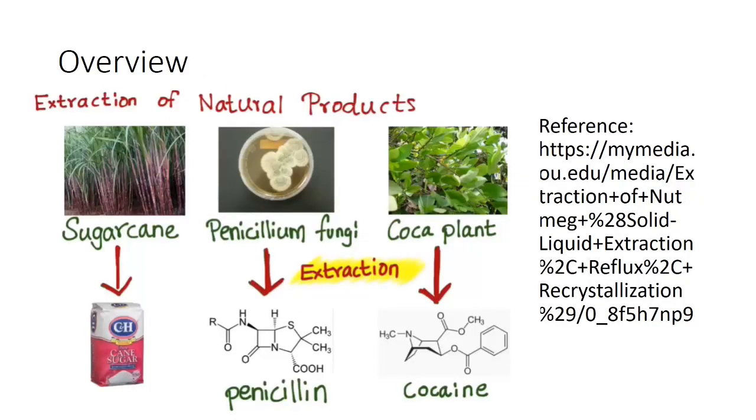So overview, you've learned in 2251 about lots of extraction methods. So overall, what you're going to be doing for a lot of the labs this semester is extracting natural products. And examples of extraction of natural products are getting sugar, sucrose, from sugarcane, getting penicillin out of the Penicillium fungi. That was a natural product extraction done in a chemistry lab. And also cocaine from coca leaves and cocoa butter out of cacao and things like that.